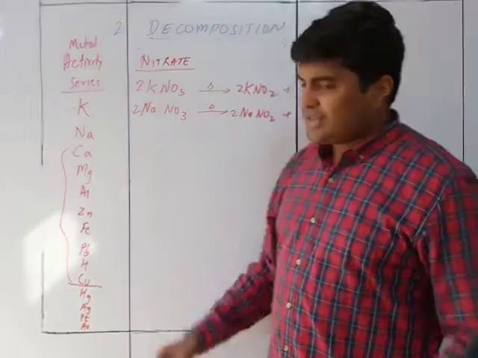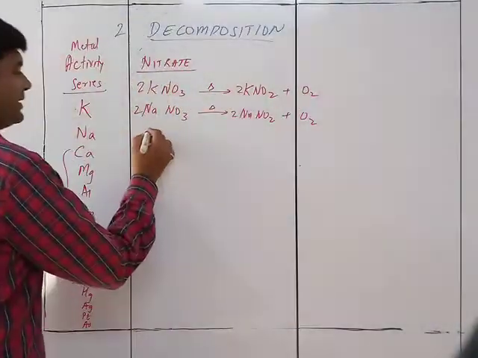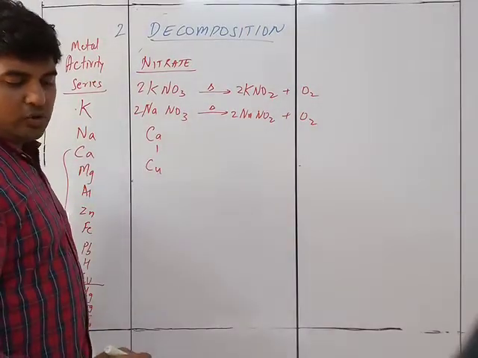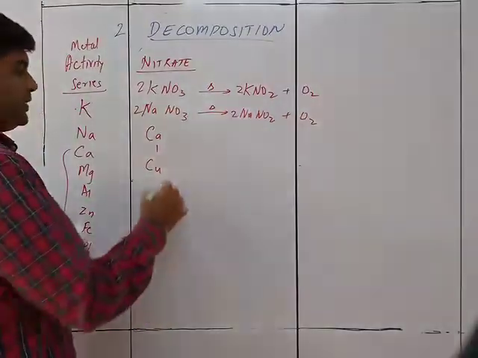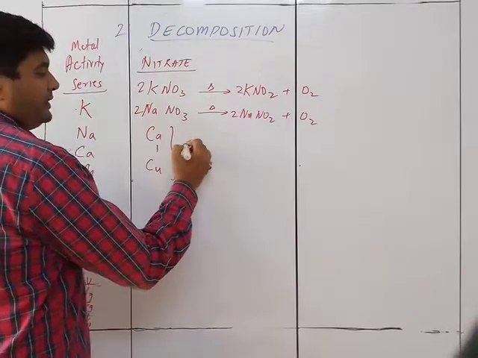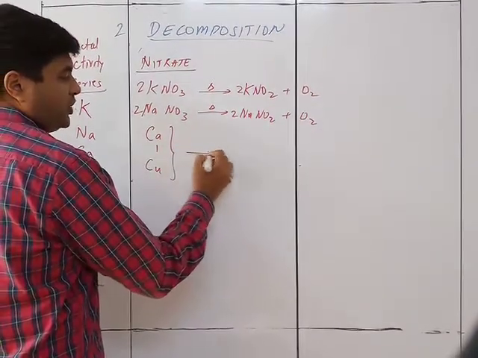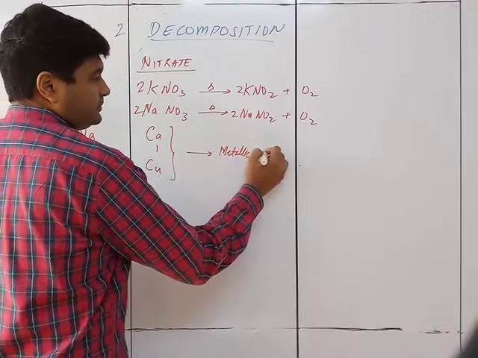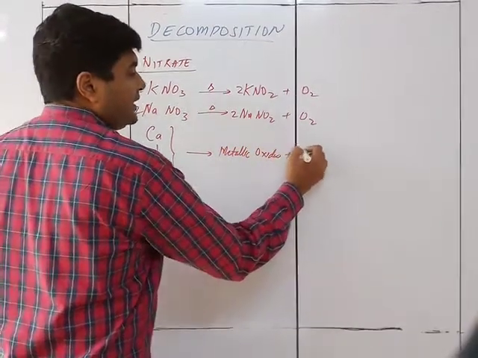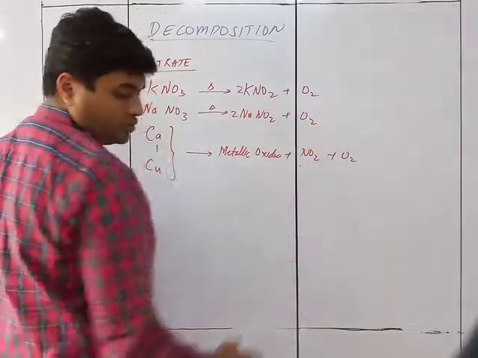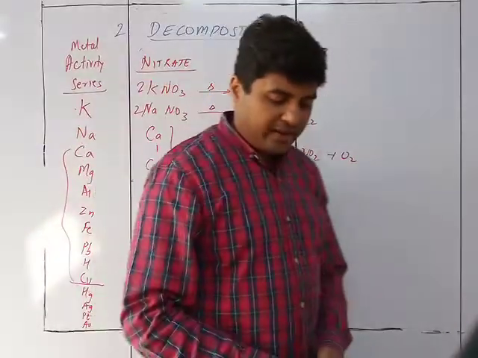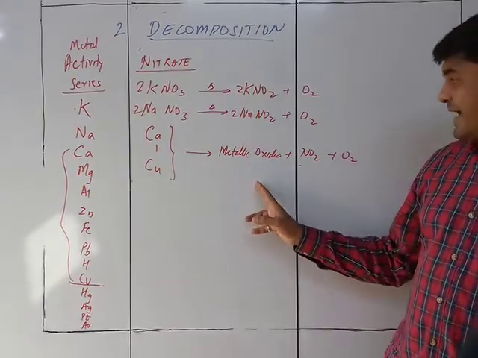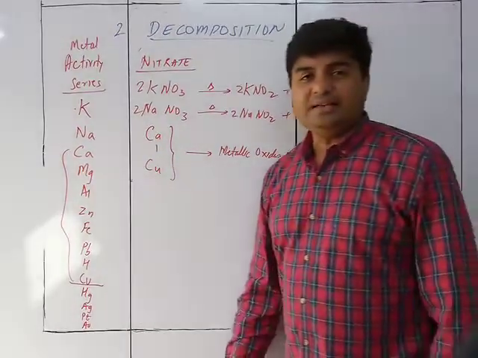Now we talk about the other ones, that is from calcium to copper. From calcium to copper, if you take the nitrates over here, the nitrates of these will give me metallic oxides plus NO2 plus O2. So this is what is going to be given to me, that from Ca to Cu, it is going to give me metallic oxides plus nitrogen dioxide plus oxygen.